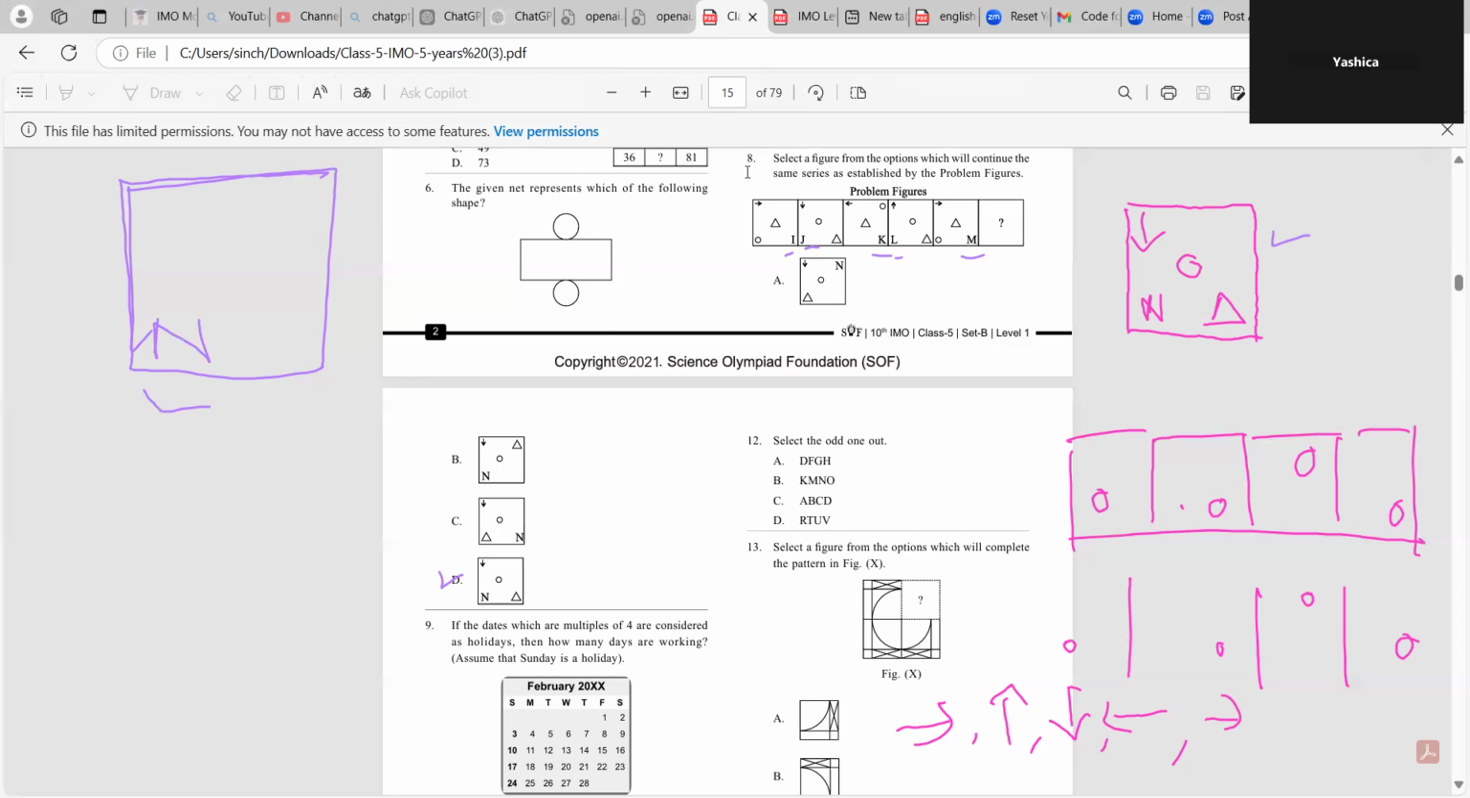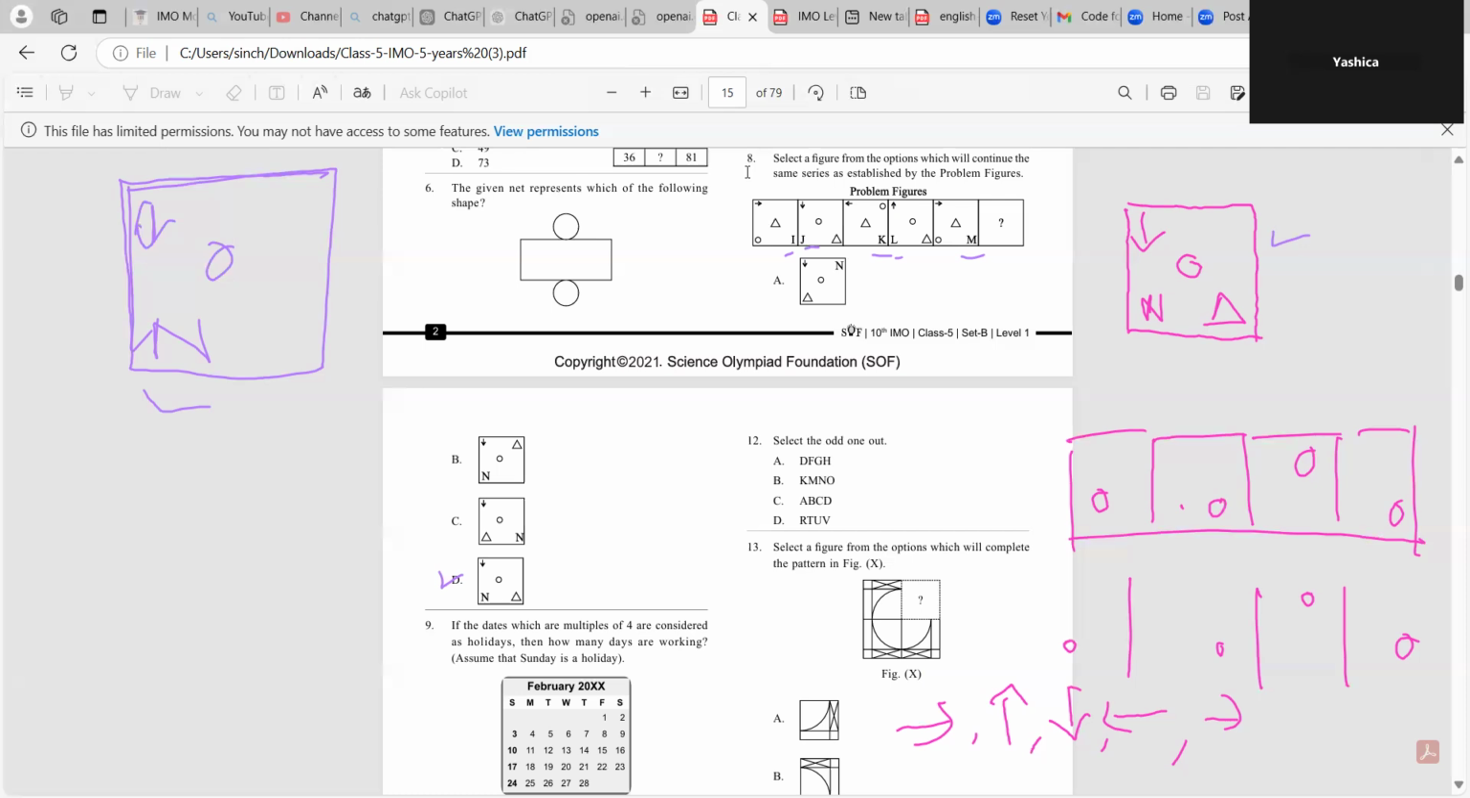Now in the middle, there is a pattern of triangle, circle, triangle, circle, triangle. So the next will be circle. Then there is arrows. First is an arrow pointing to the right, then is down, then is left, then is up, then is again right. So continuing the series, it will be a down arrow.